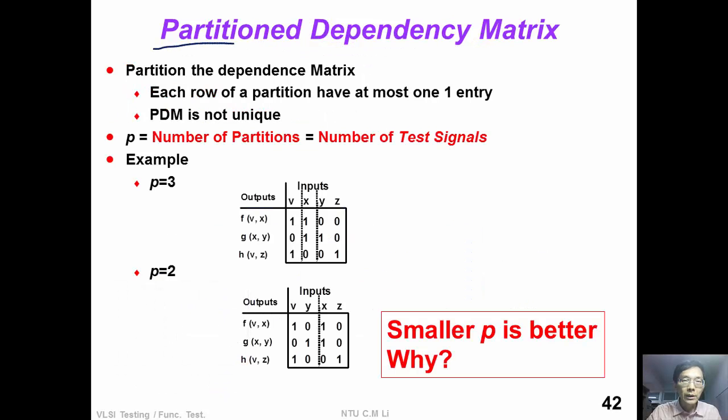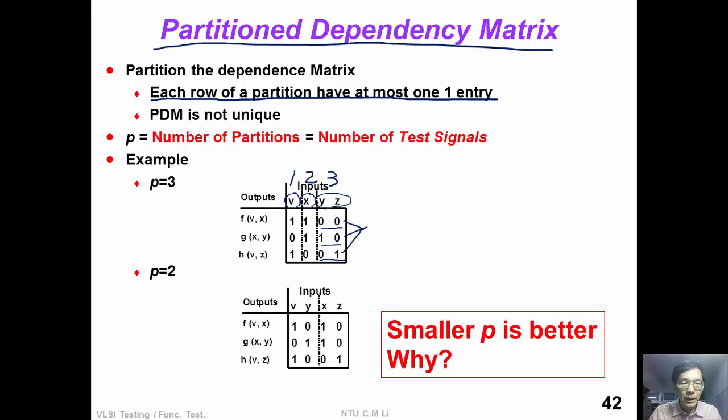And then we partition the dependency matrix such that each row of a partition has at most 1 in this partition. For the previous example, given this dependency matrix, we partition this matrix into 3 parts. In the first partition, we have input V. In the second partition, we have input X. In the third partition, we have inputs Y and Z. Please note that in each row, there is at most 1.